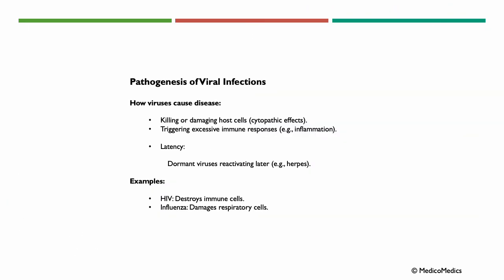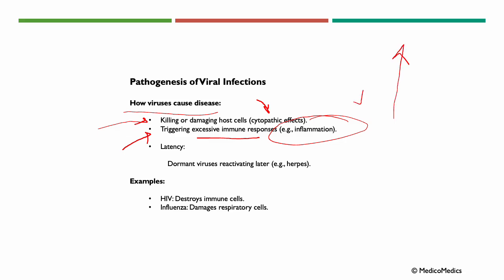Now, what is the pathogenesis of viral infections? So, how viruses may cause disease, either killing or damaging host cells. This is called cytopathic effects. Another way is triggering excessive immune responses, so inflammation. And even though inflammation is fundamentally a good thing, if it's too prolonged, too excessive, it may actually start causing damage.